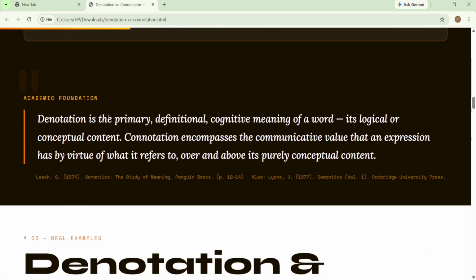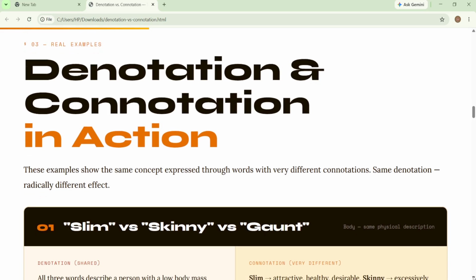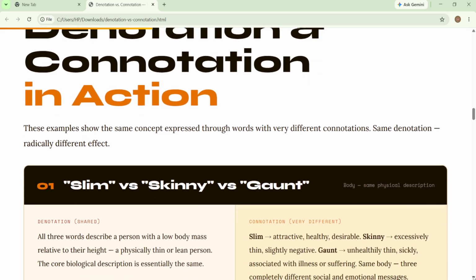So the academic foundation is that denotation is the primary definitional, cognitive meaning of a word, its logical or conceptual content. Connotation encompasses the communicative values that an expression has by virtue of what it refers to, over and above its purely conceptual content. Well, this is given by Leech in Semantics: The Study of Meaning, and also from Semantics by Lyons. Let's go to another example, a real example. Denotation and connotation in action.